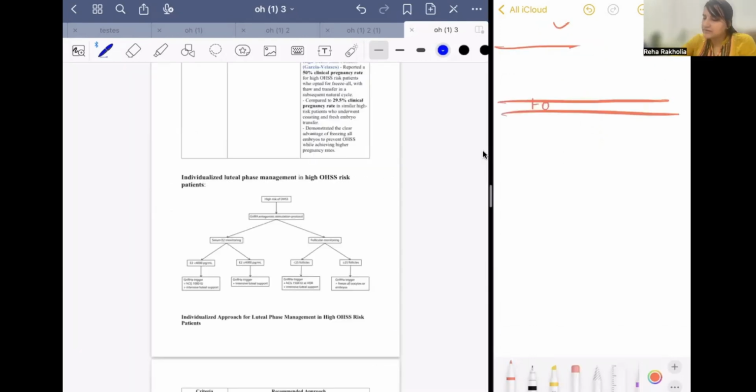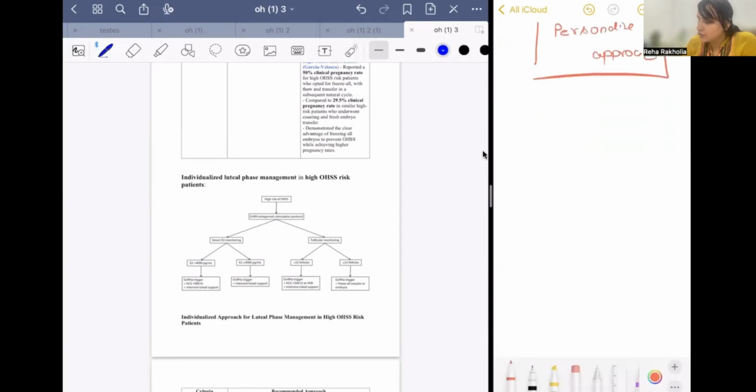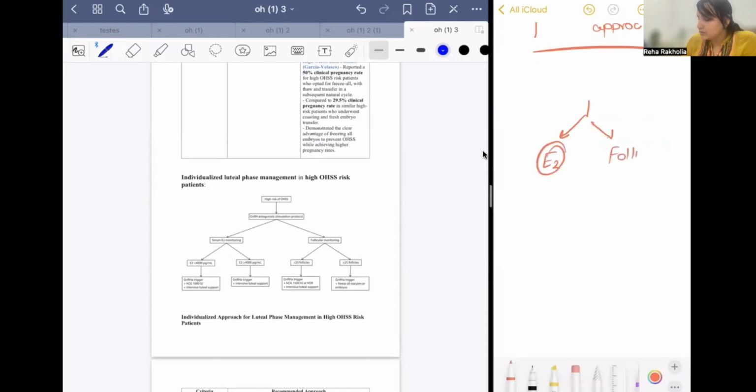Now we'll talk about individualized luteal phase management. We'll talk about the personalized approach. Different patients require different levels of hormonal support depending on their estradiol level and follicular count at the time of trigger. Based on these parameters, fertility specialists will determine whether additional support or modification is required or not.